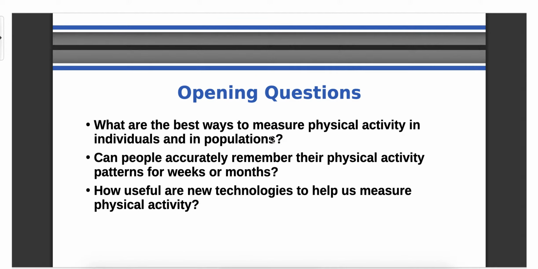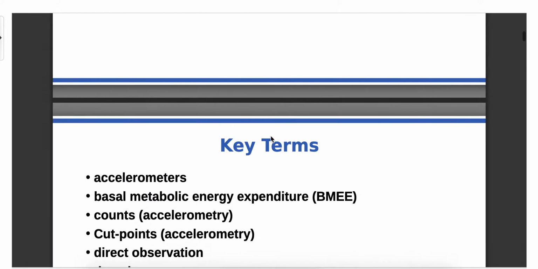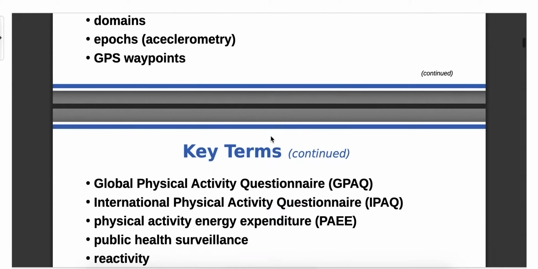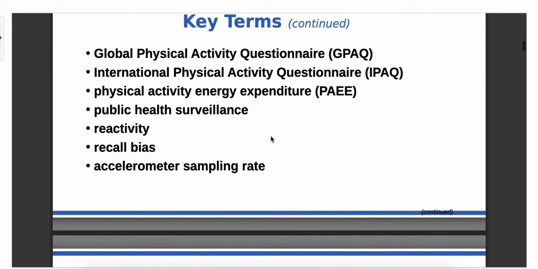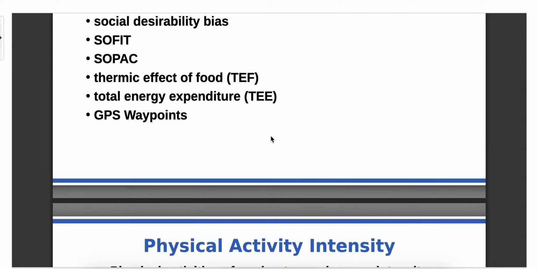What do you think are some of the best ways to measure physical activity, maybe in an individual, but also in a population? What are some useful technologies out there? We'll talk about all those things. You'll want to know things like accelerometers and cut points, domains, GPS waypoints, recall bias, and those things are touched on, different kinds of software as well.